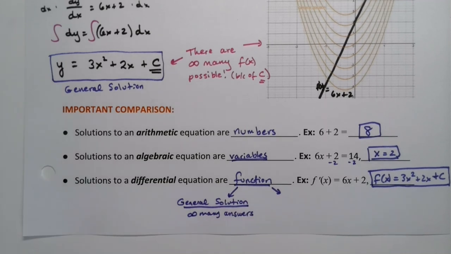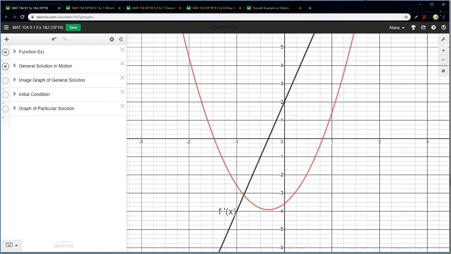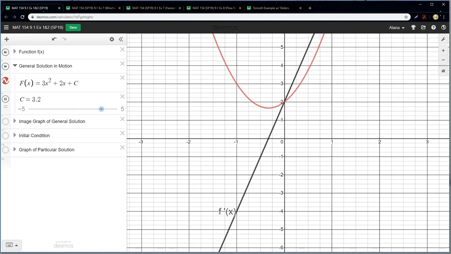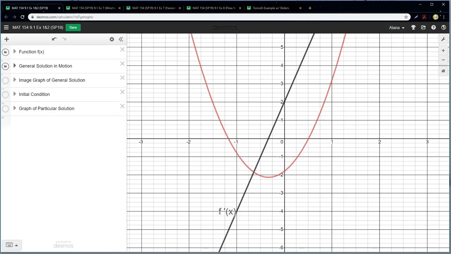So just remember this graph, right? And there's more besides that. I've limited my motion to between -5 and 5, but of course it technically goes from -infinity to infinity. But we don't have that kind of time to wait for Desmos to graph that. All right, so what if I turn off the general solution and I want a particular solution?